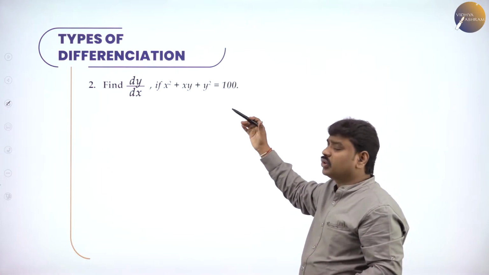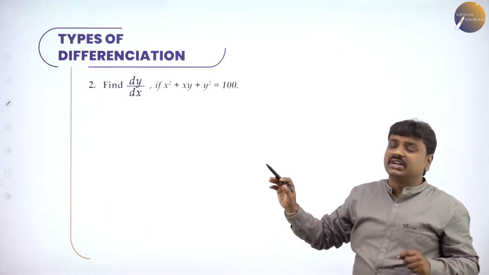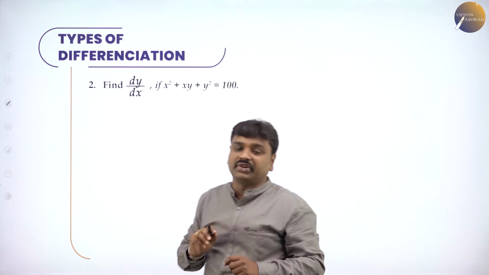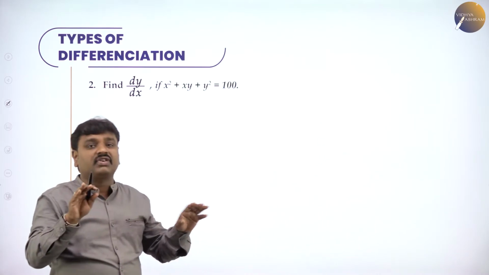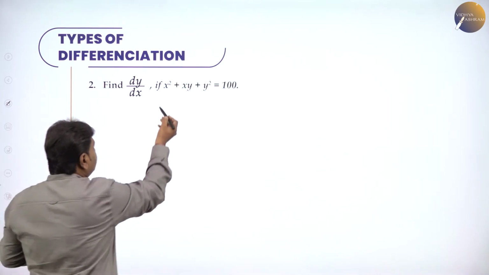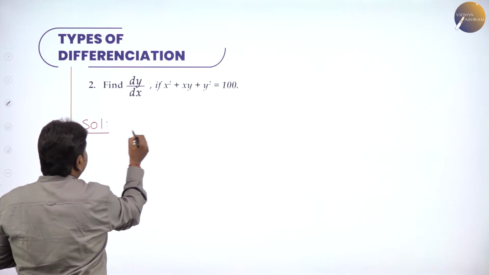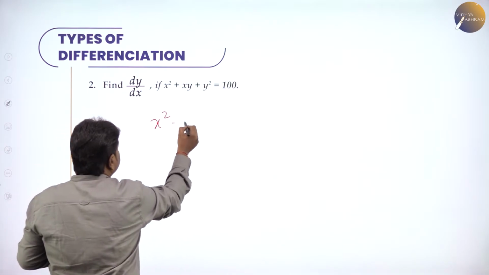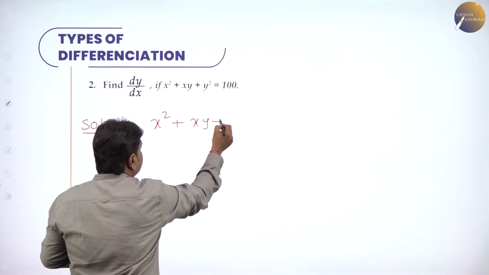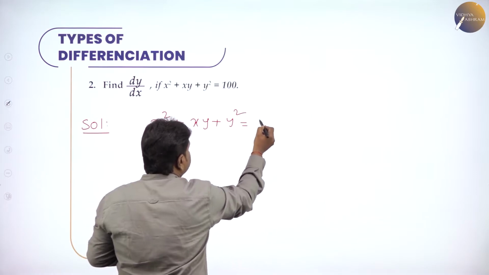Because the y is equal to f of x form is not given. It is not in the form y is equal to f of x. If a function is not in the form y is equal to f of x, then it is implicit. This is implicit. So what is given? First I will take what is given. What is given? x square plus xy plus y square is equal to 100 is given.